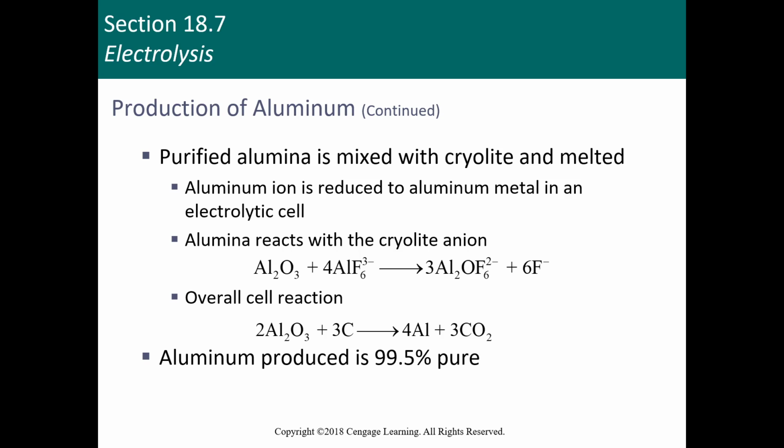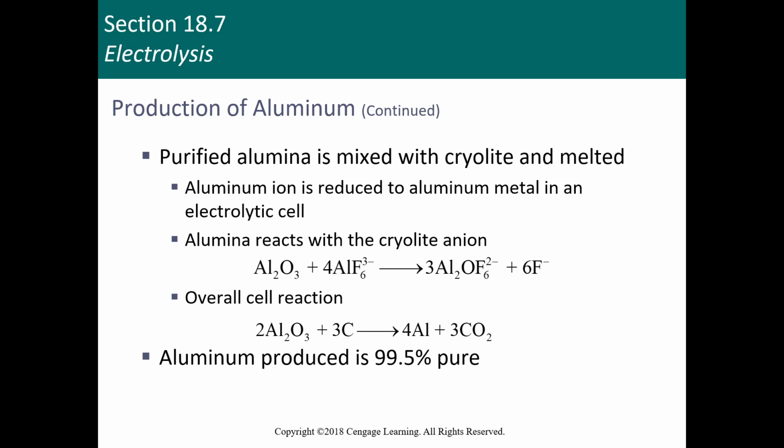So purified alumina is going to be mixed with your cryolite, and that'll be melted. So the aluminum ion is then going to be reduced to aluminum metal in an electrolytic cell. And this takes a lot of energy and power. Really, the only people that can do it are going to be people that use nuclear facilities to do so, because it just takes so much energy. You would have to replace your entire country with solar panels if you want to do that. It's not practical to do it using coal.